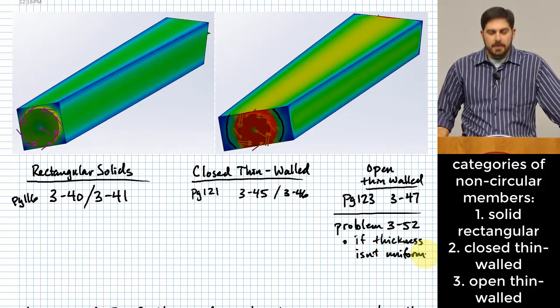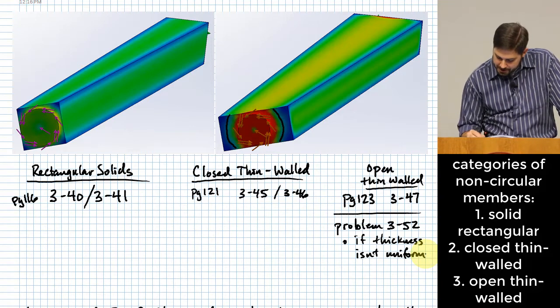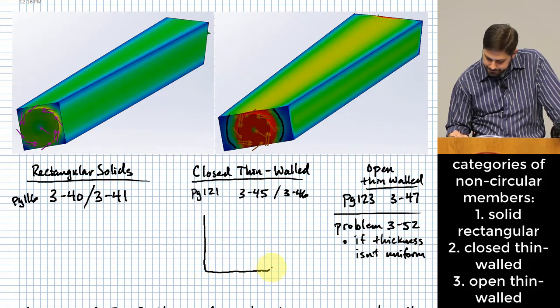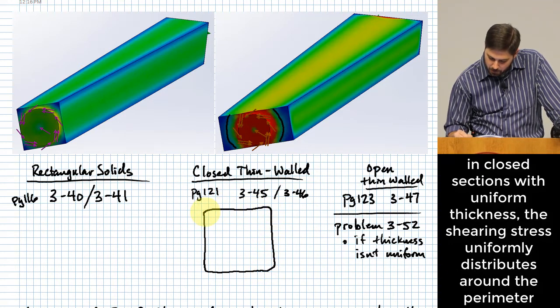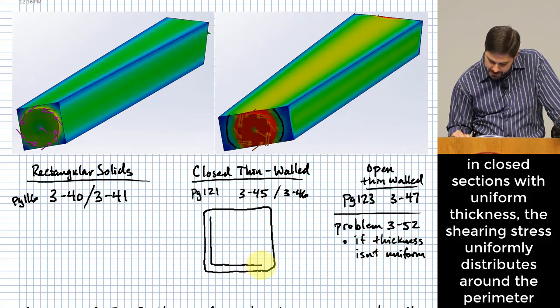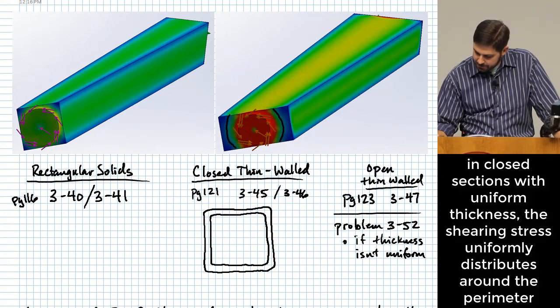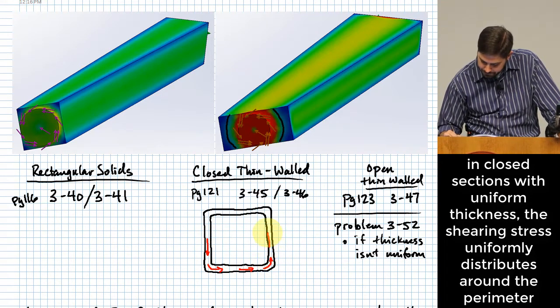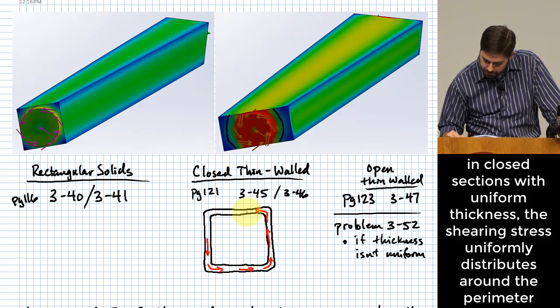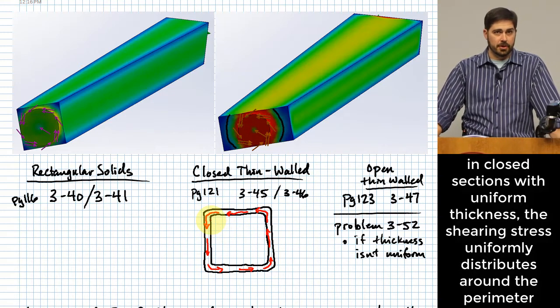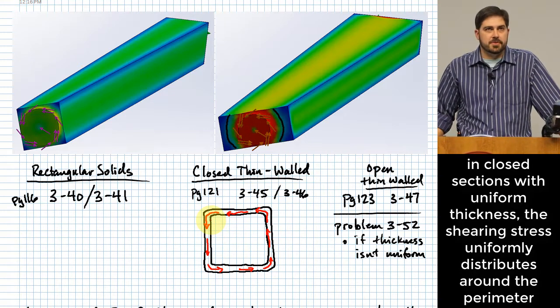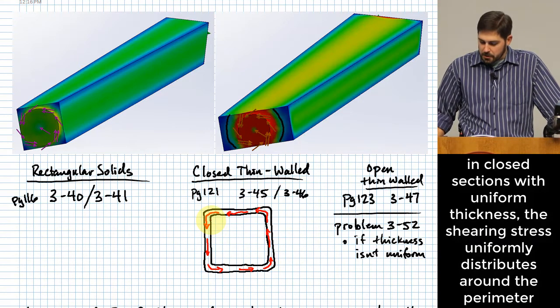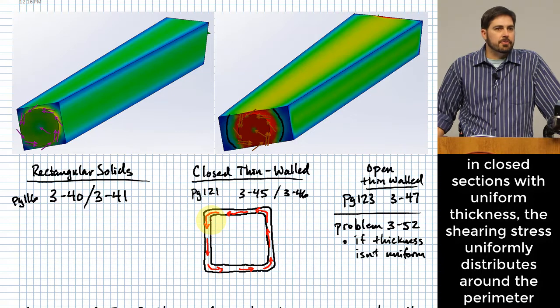As far as closed thin-walled sections, let me talk through that just a little bit. If you have a closed thin-walled cross-section, the way it tends to behave is that you have a shearing stress that roughly evenly distributes around the perimeter. If you have thicker sections in some places than others, that does play a part, and we're not going to deal with that case, at least not in this class right now. So all of our things that we're going to do with closed thin-walled sections, we're going to use uniform thickness.